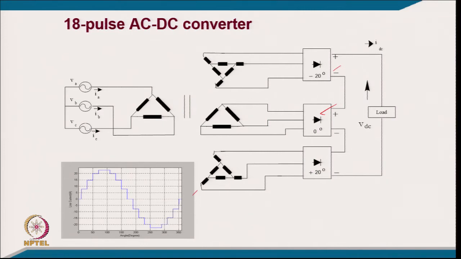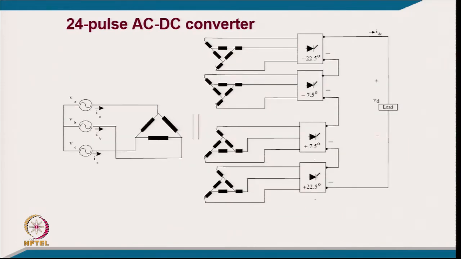All other harmonics will be eliminated, and the 17th harmonic will be 1 upon 17. So, that magnitude also goes on reducing, and the 19th will be 1/19th. That is the further benefit: you are going closer to the sine wave, in the input current waveform also.